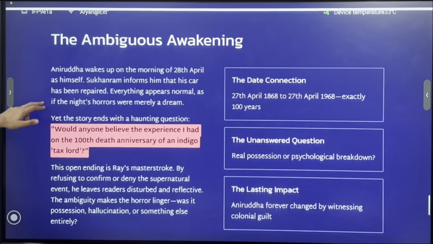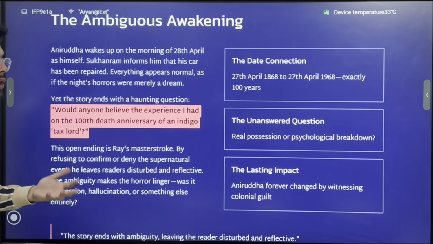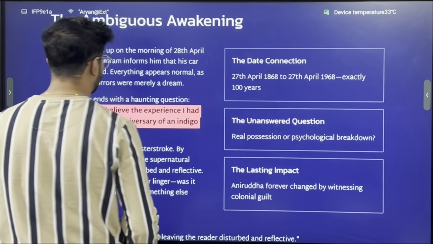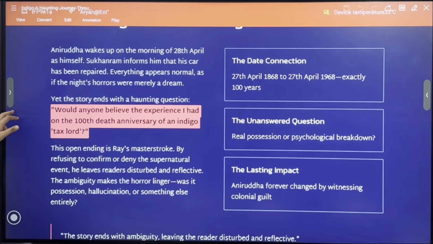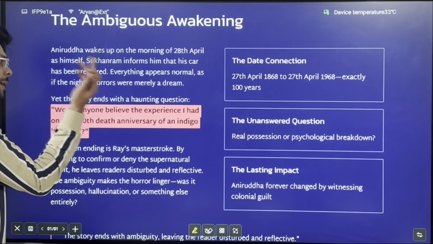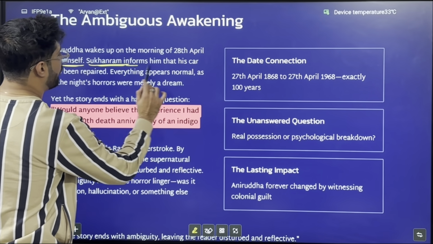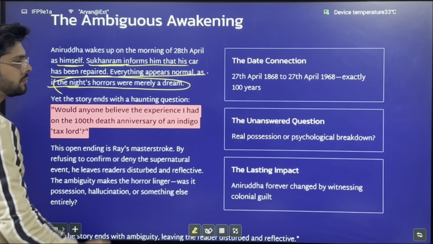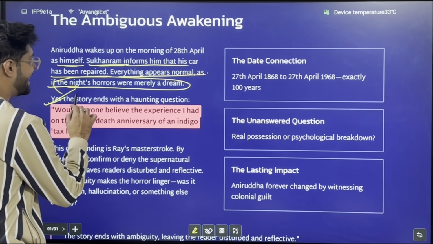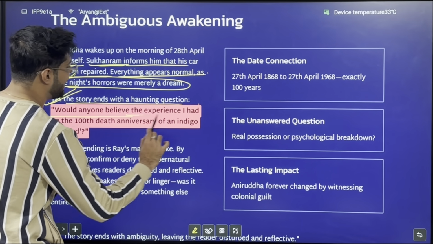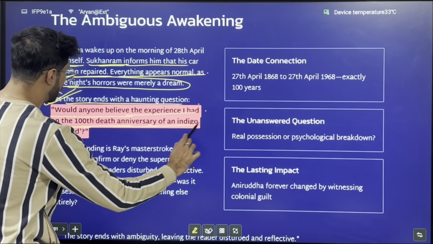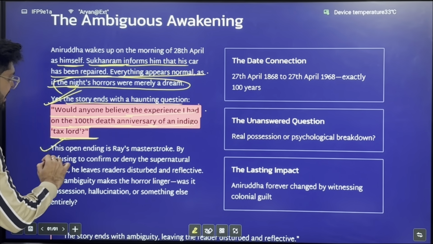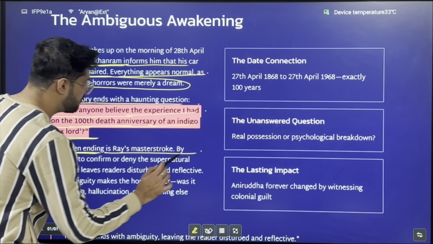Okay? And then all of a sudden, Aniruddha, in an ambiguous way, in a very absurd, abnormal way, just wakes up the next morning and finds himself to be normal. So Aniruddha wakes up the next morning of 28th April as himself, as he was. Sukhan Raman informs him that his car had been repaired and everything appears normal, as if the night's horror were merely a dream, as if it were a nightmare. Yet the story ends with a haunting question. Would anyone believe the experience I had on the 100th death anniversary of an Indigo tax lord, an English planter's own experience? This open ending, that is cliffhanger, is Ray's master stroke.